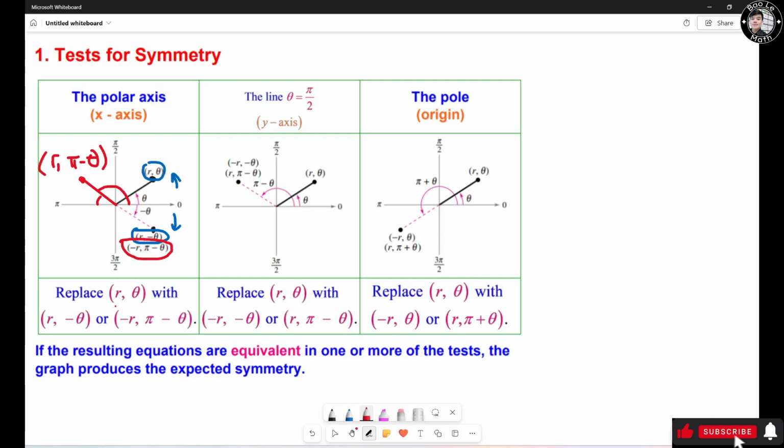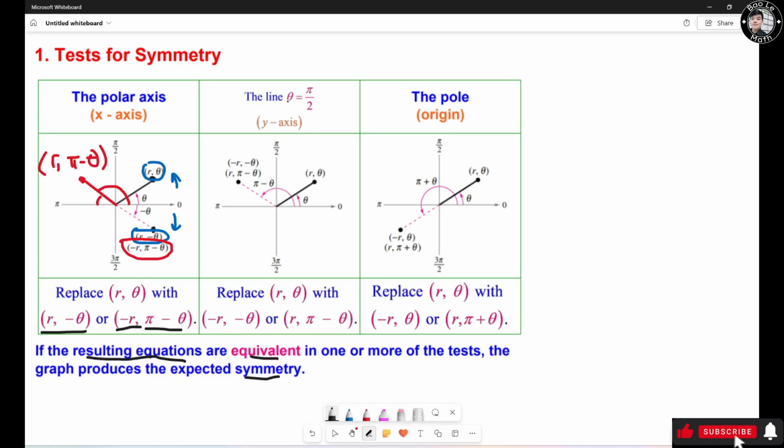Now, we just replace the coordinate of the original point, which is (r, theta), with (r, negative theta) or (negative r, pi minus theta). If the resulting equations are equivalent, then we have the symmetry.